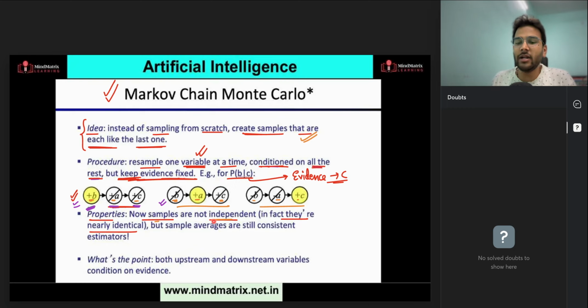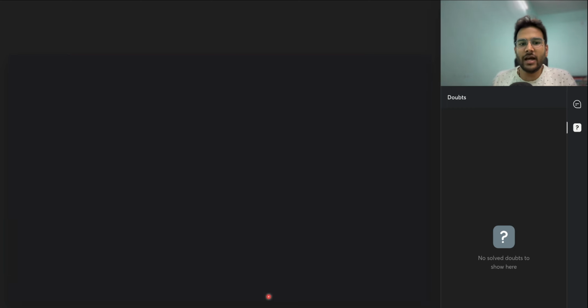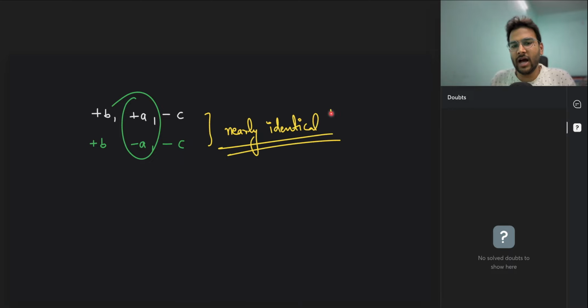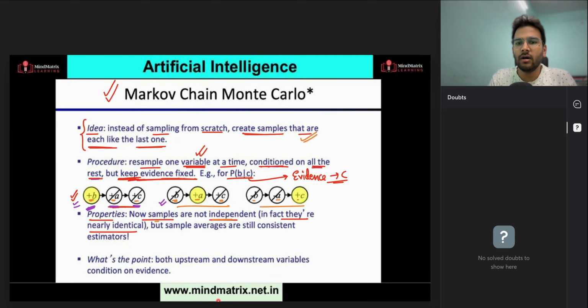The same thing is mentioned over here also. Now samples are not independent. Why? Because in this scenario, let's say it is plus B, plus A, minus C, and now it is plus B, minus A, minus C. Now if you see, only one variable is changing its value from one sample to another sample. So this is nearly identical. That is the idea behind using this Markov chain Monte Carlo. And as I told you, Gibbs sampling is a specific case of this.